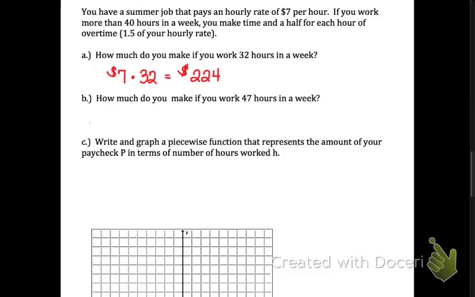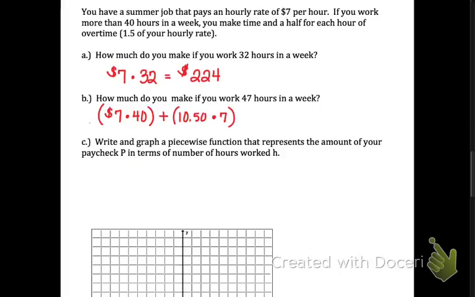Okay. Question B says, how much do you make if you work 47 hours in a week? Well, we got to think about how this would break down. The first thing that I'm going to do is I'm going to make $7 for the 40 hours that I worked that were not overtime. But then I'm going to add to that time and a half, which would come out to be $10.50. Half of 7 is $3.50, so altogether I get $10.50 times the 7 extra hours that I worked.